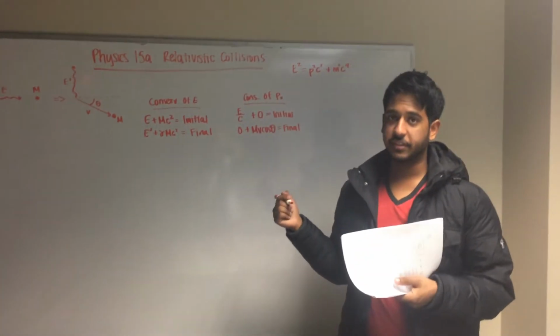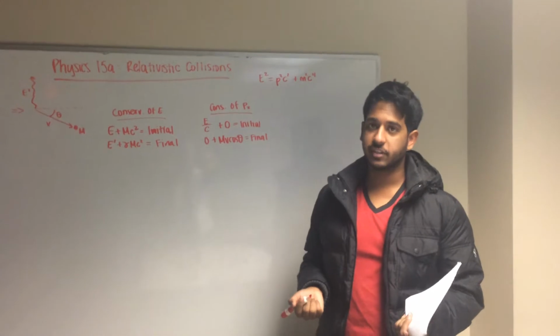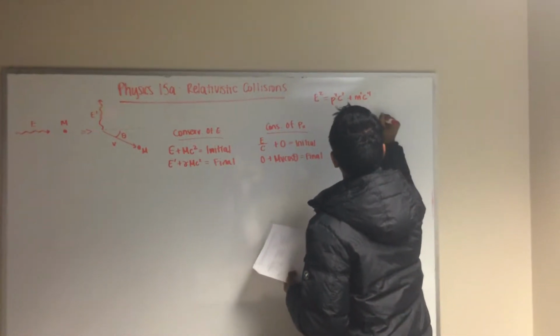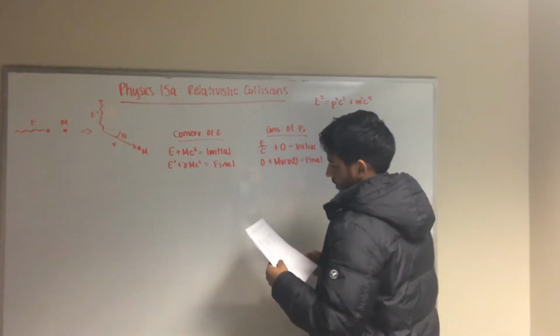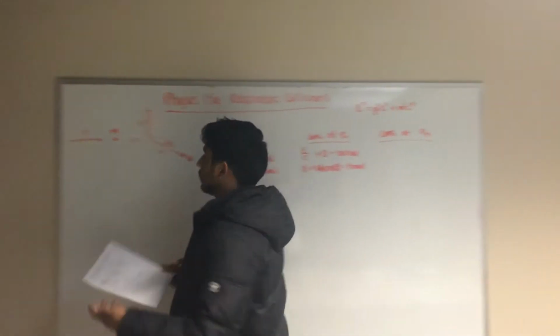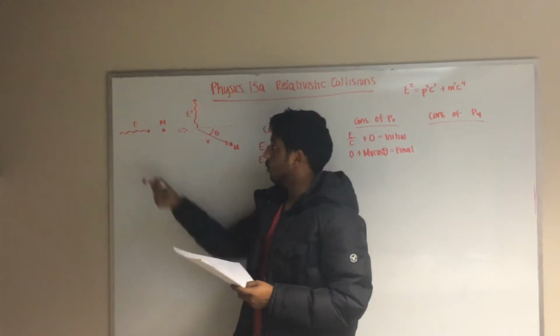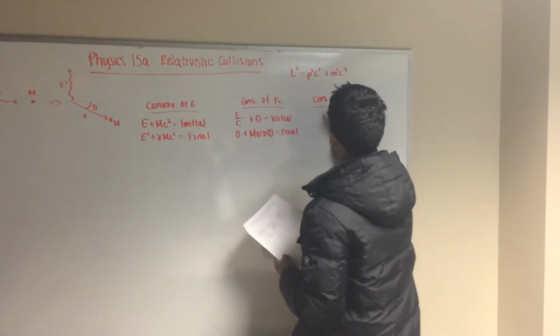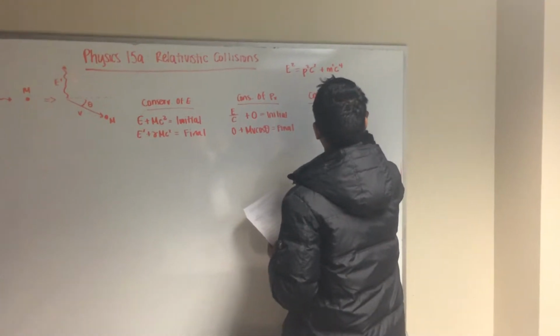Now, since we just did conservation of momentum in the x direction, we'll do conservation of momentum in the y direction. Conservation of p y. Now, similarly, as you can see, there's no movement here in the y direction, so that means there's no initial momentum in the y direction. So 0 is equal to initial.